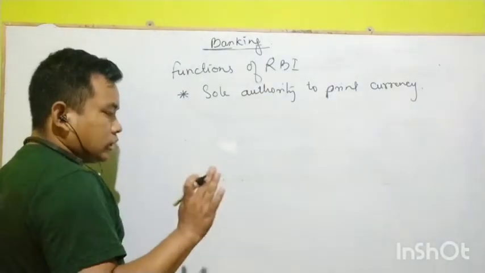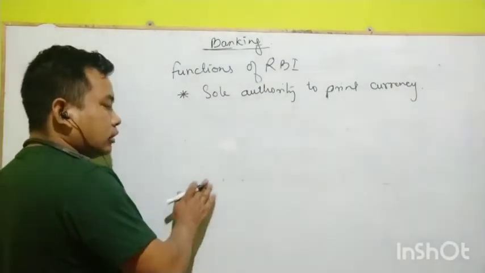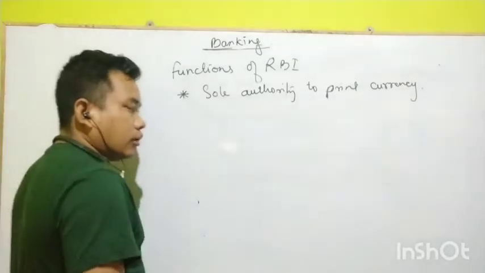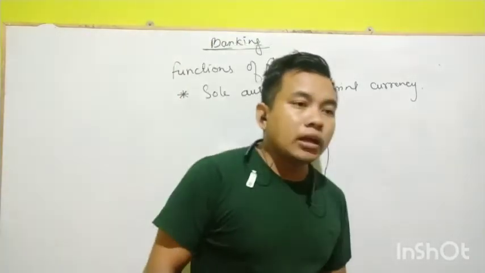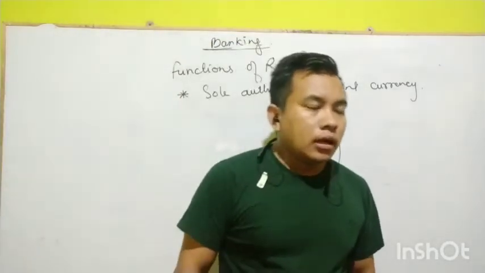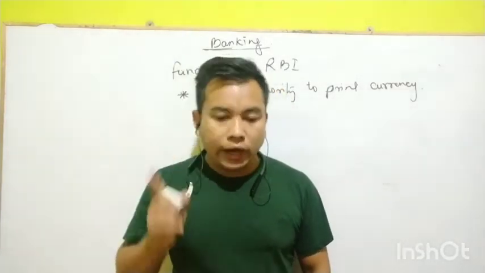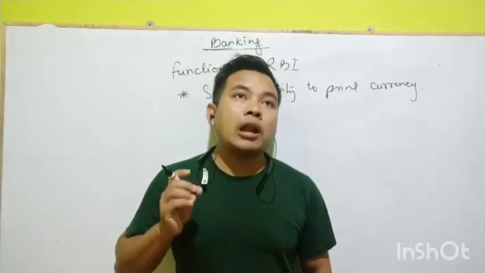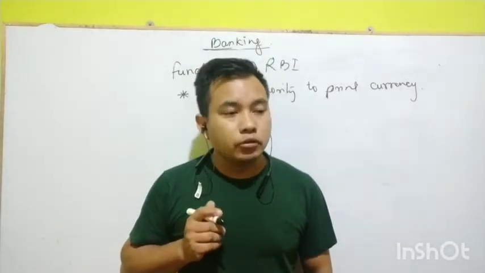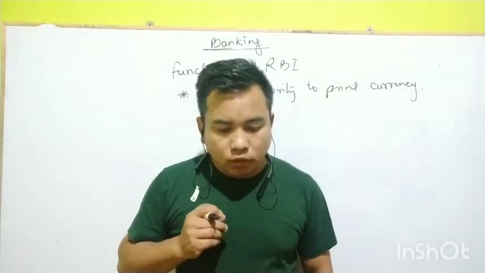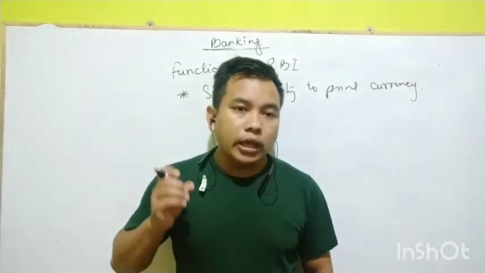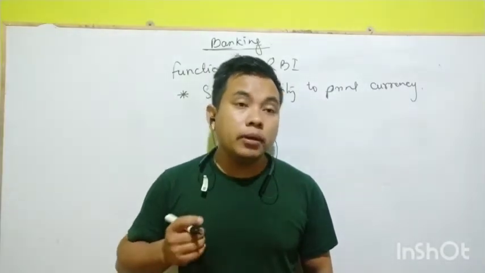I suppose we know this. We have already done it in the earlier class, and it is revised here. RBI has the right to print currency, but RBI cannot print any amount of money it wants, whatever amount it wants.